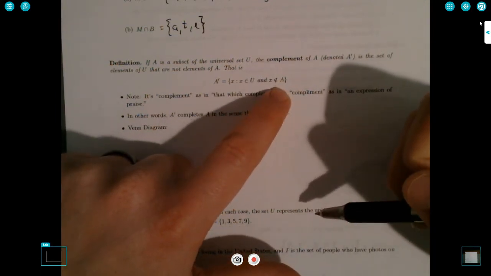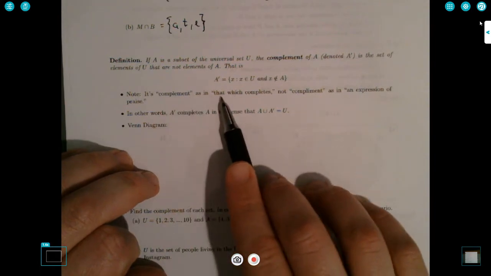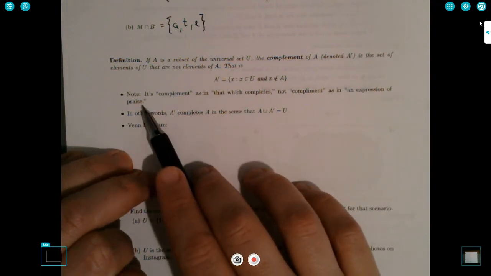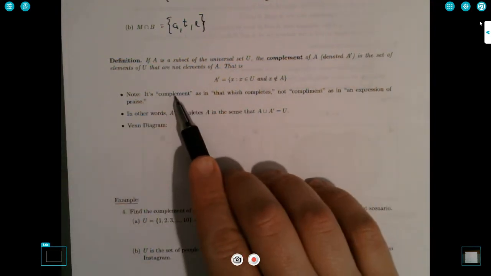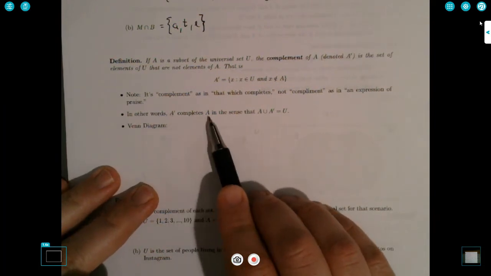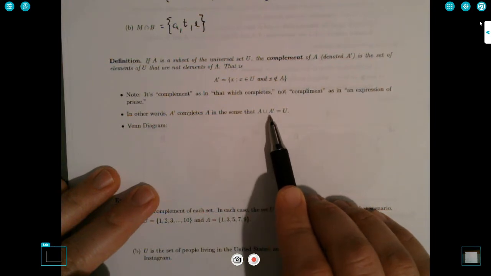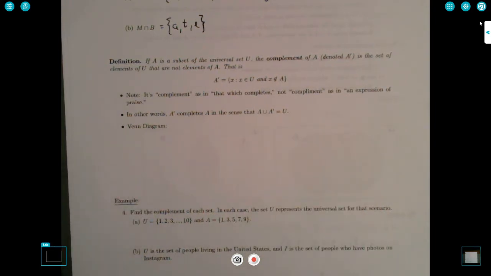You can kind of think of it like the opposite, but it's not quite the opposite. It's the complement, with an E, as in that which completes, not complement with an I, as in an expression of praise. So you're talking about something that completes. In other words, A complement completes A in the sense that when you take the union of A and its complement, you just get the universal set.